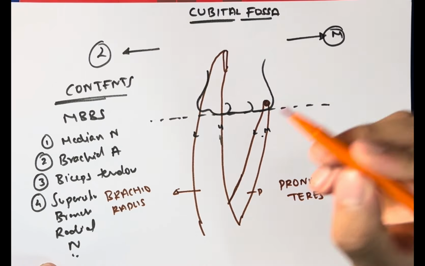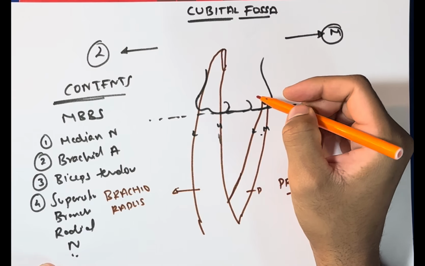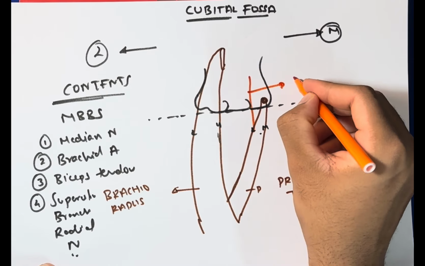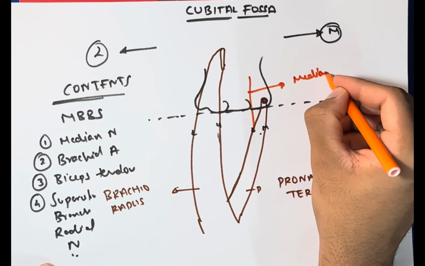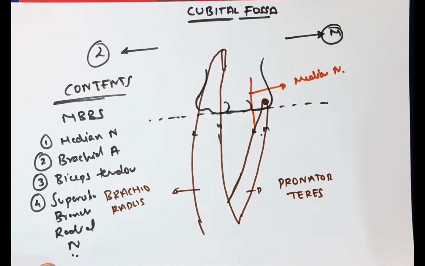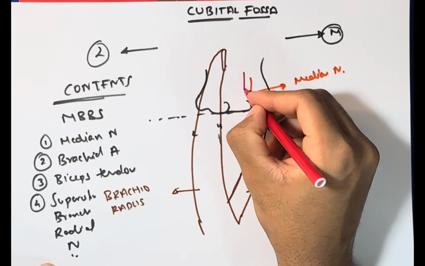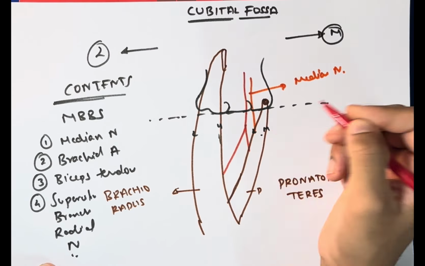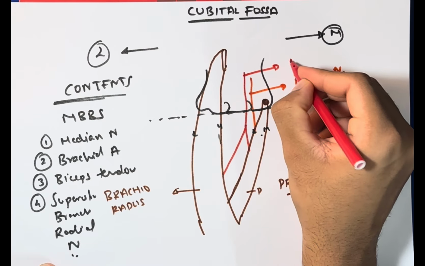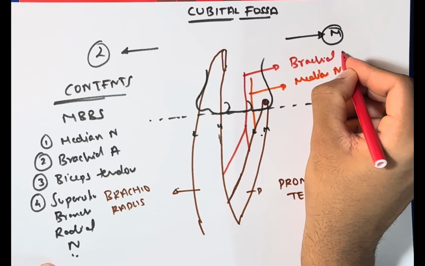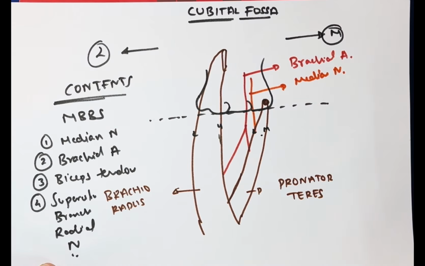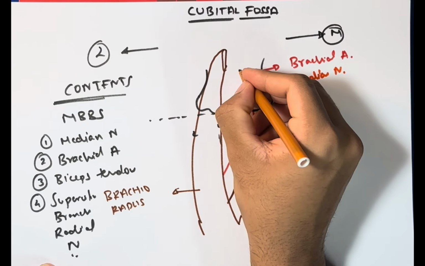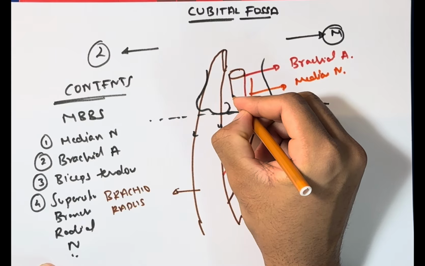So let's use orange for the nerve because yellow is not visible much in the video. So this is your median nerve. And then coming to your brachial artery. Your brachial artery then divides into two branches, ulnar and radial artery. This is your brachial artery. Then coming to your biceps tendon. Let's say this is your biceps muscle. And this is your biceps tendon.